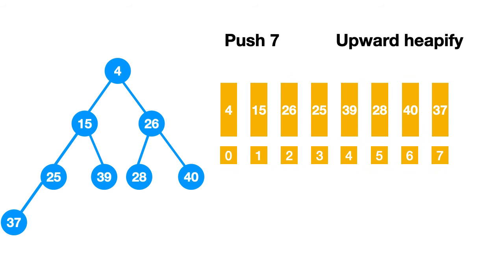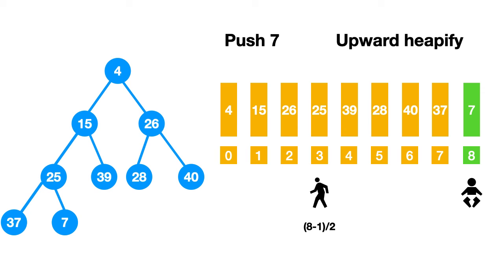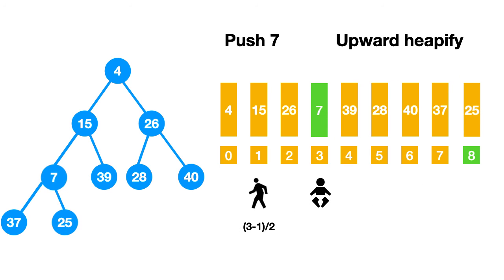Now, we want to insert 7 into this implicit tree. We will first insert 7 at the end of the array and increment the index. Then, we need to make it a heap again, just like we did in the explicit tree. We first treat the 7 as a child, and we find its parent, which is (child minus 1) over 2. Then, we compare it with its parent. If 7 is smaller than its parent, they should exchange their positions. While the index of the child is bigger than 0 and the value of the child is smaller than its parent, it should keep searching for the right position.